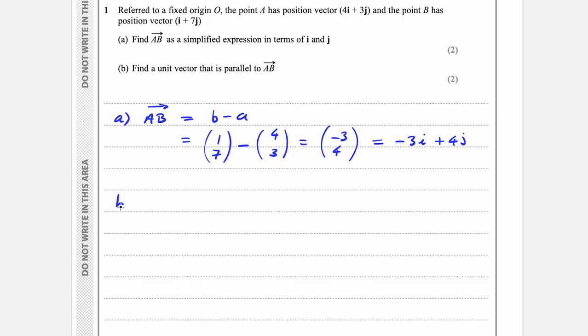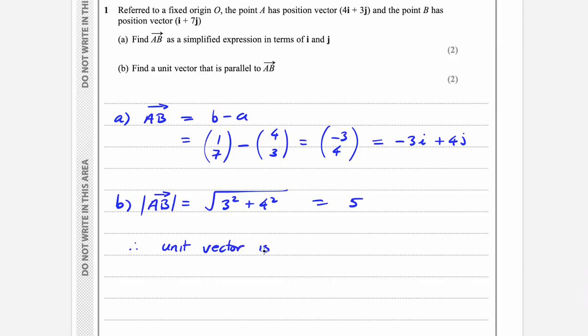Okay, that's part A. Part B, find a unit vector that is parallel to AB. The unit vector, guys, is essentially this with length 1. So what I have to do is find the length of AB and then divide this vector by that length. The length of AB is the square root of 3 squared plus 4 squared. I just ignore the negative because when you square it, it becomes positive. So 3 squared plus 4 squared is 25. Root 25 is 5.